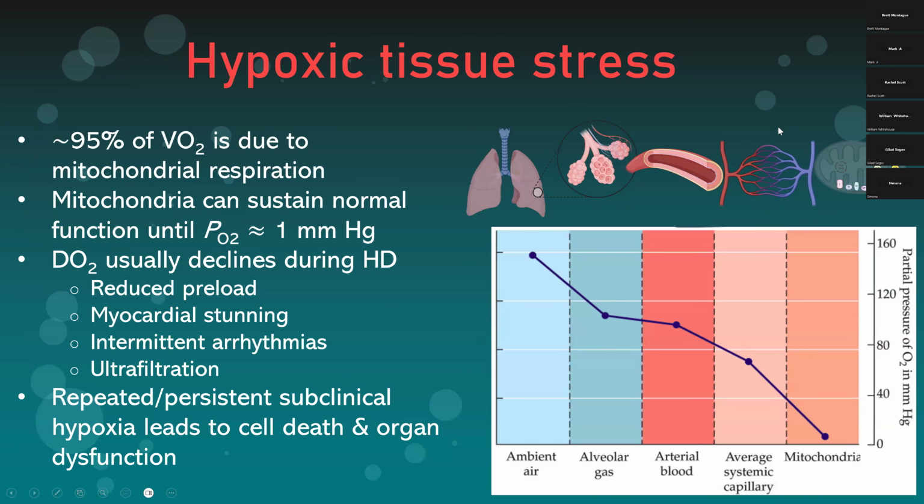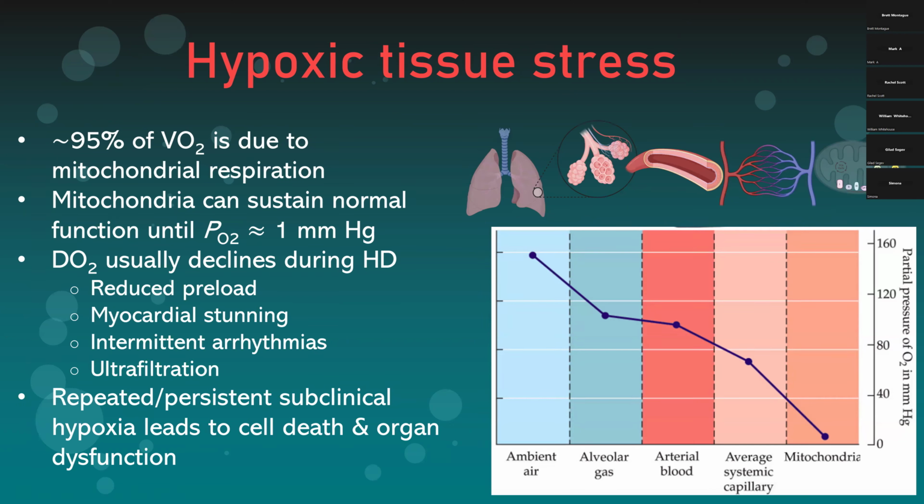And so most of that oxygen, as we know, is needed by mitochondria for aerobic respiration. And they can do pretty well until we get to an environment with a partial pressure of oxygen of around 1 millimeter of mercury, which is pretty amazing.